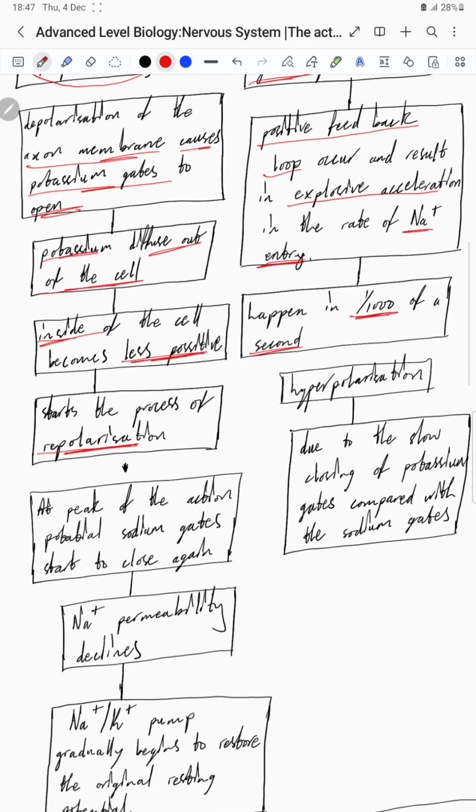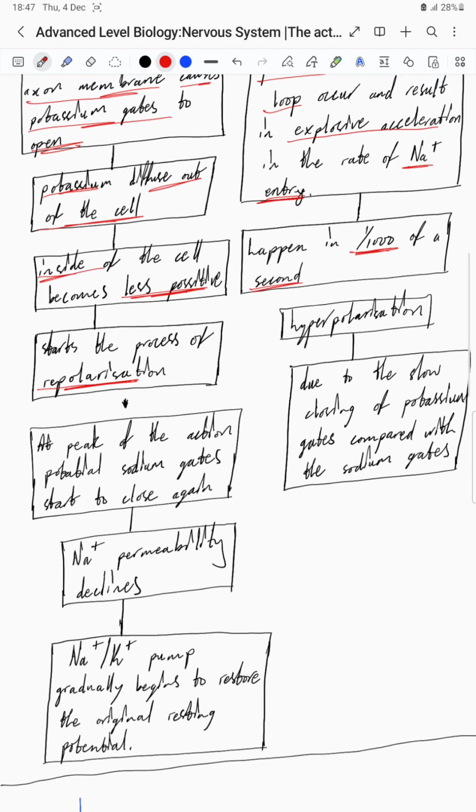So going on further, at the peak of the action potential, the sodium gates start to close on their own, because the inside would have become very positive. So sodium permeability declines, and the sodium-potassium pump gradually begins to restore the original resting potential.